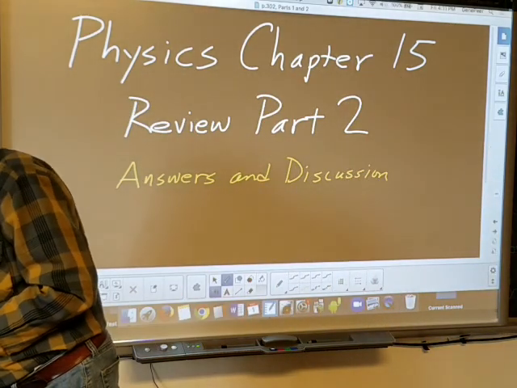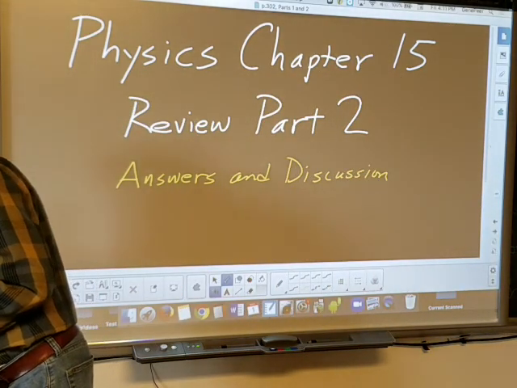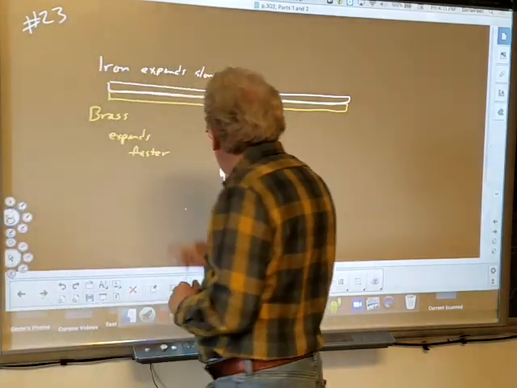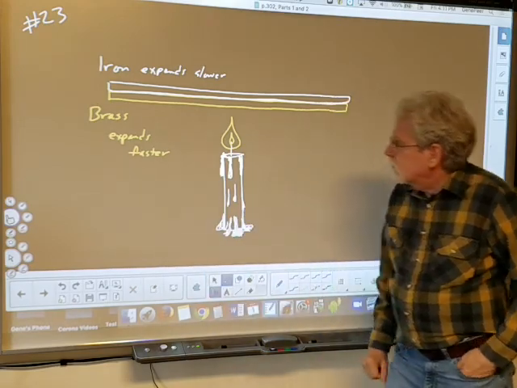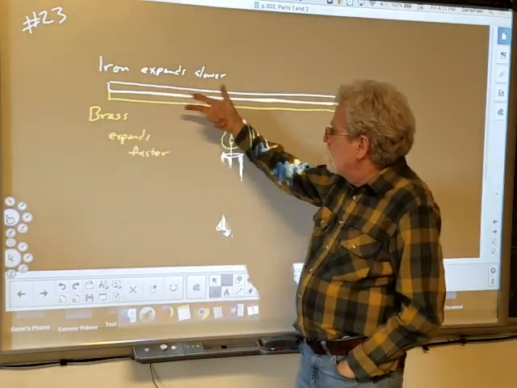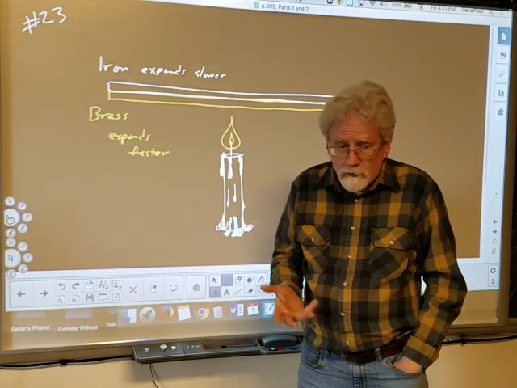Number 23. If we had a bimetallic strip, first of all, let's review what a bimetallic strip does. A bimetallic strip is two different kinds of metals fused together. Very thin. I drew them thick here so we could see them, but in reality they're very thin.